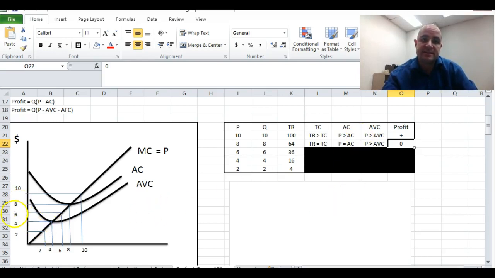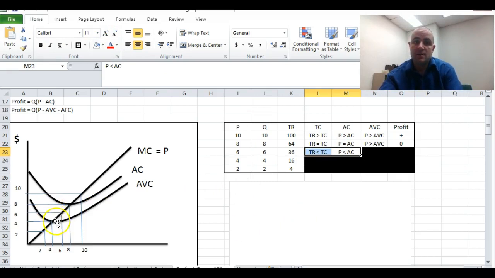All right, let's look at 6 and 6. So when the price is 6, quantity is 6. 6 times 6, 36. Now at this point, at 6, here's your average cost up here. Here is your price. And so the price is less than the average cost. Price, however, is still greater than the average variable cost.